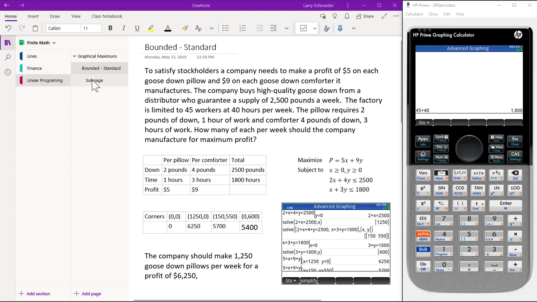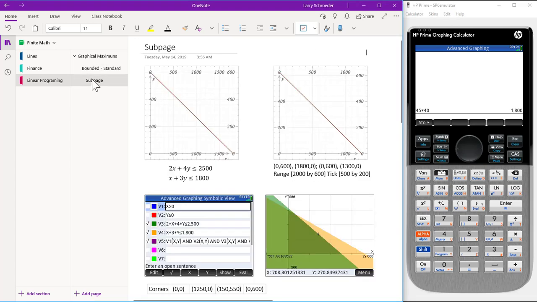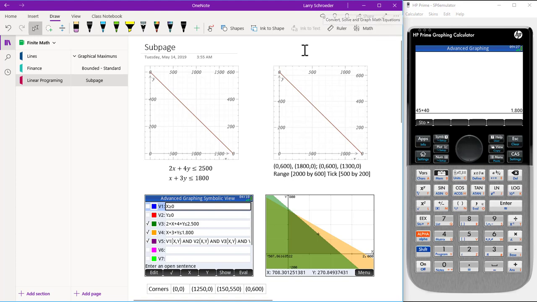We now take a look at our subpage. We switch to the draw page. Highlight the 2x plus 4y is less than 2500 and use the math assistant to draw a picture of this graph. We do the same thing with x plus 3y is less than 1800, using the math assistant to draw a picture of this graph.